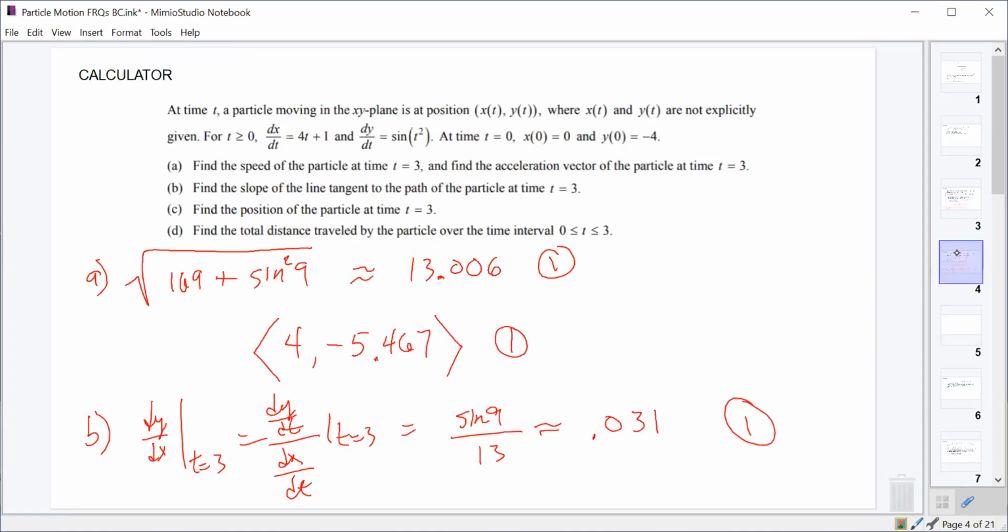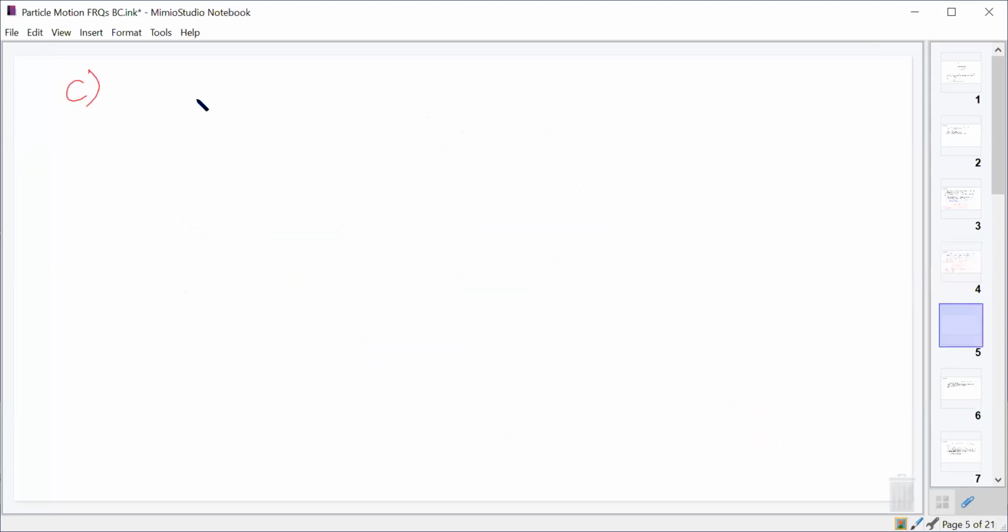Part C, position of the particle at t equals 3. So we need to find the x coordinate and the y coordinate. So we got to integrate 4t plus 1 from 0 to 3. And what was the initial position at t equals 0 of the x coordinate? It was just 0, right? So we don't really need to add anything.